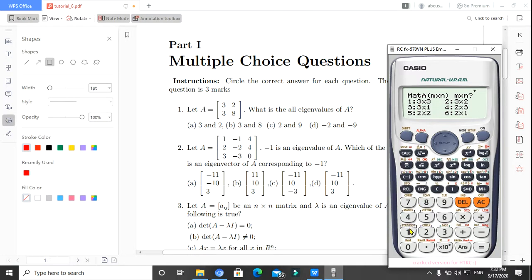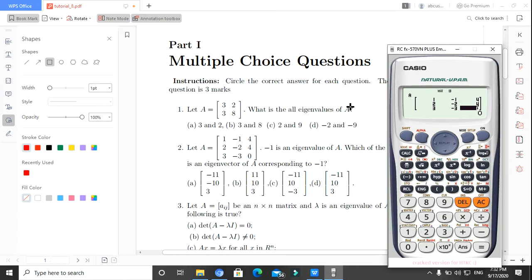Okay, let me just take the first option, and let me enter all the data. 1 equals -1, storing all the data, and 4 equals 2, equals -2, equals 4, equals 3, equals -3, equals, and the final entry is 0.